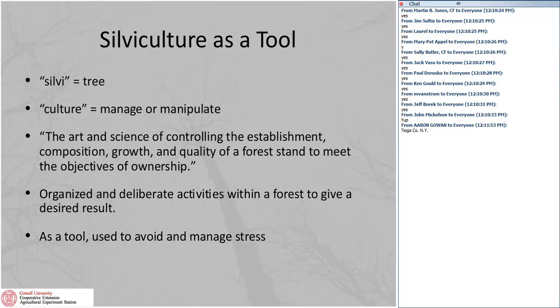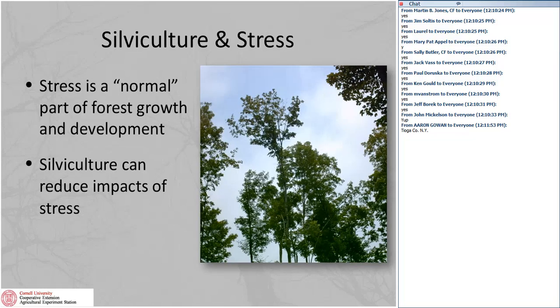This is going to be particularly important in building resistance of the forest to stresses as well as responding to those stresses. So these are organized and deliberate activities that we can use as a tool to avoid the magnitude or the presence of the stresses and then the response of the forest to those stresses. Stress, as we've mentioned, is a normal part of forest growth and development, but what we want to do is reduce the impacts that it has. We use silviculture as a tool. We're not going to get heavily into silviculture. The several foresters who are here will understand that, and forest owners, hopefully you're working with a forester and can have that conversation.